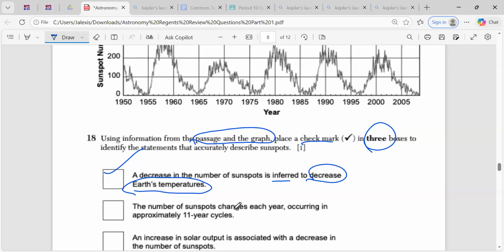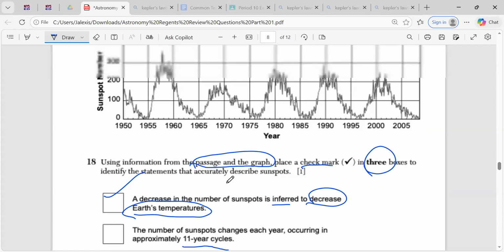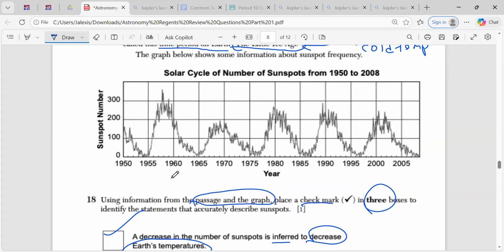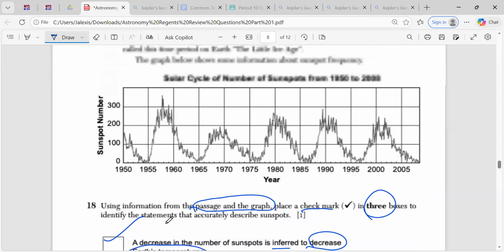The number of sunspots changes each year, occurring in approximately 11-year cycles. So I'm going to look at my graph. Does it look like my cycles repeat themselves about every 11 years? All right. And approximately, right? Approximately means that it has to be close to 11 years. Some cycles may be 12 years, some cycles may be 10 years, but it rounds to about 11 years.